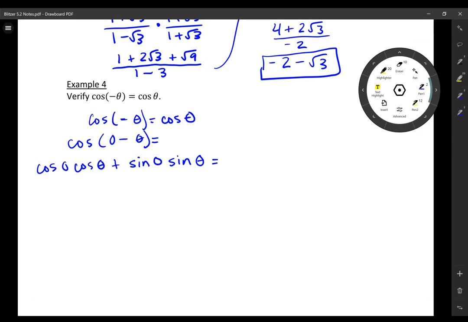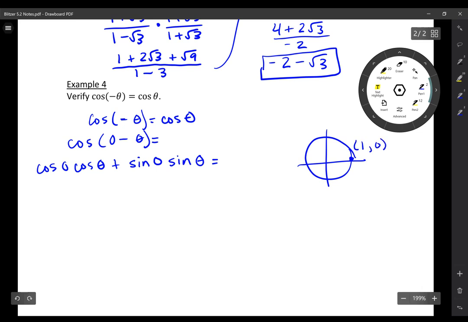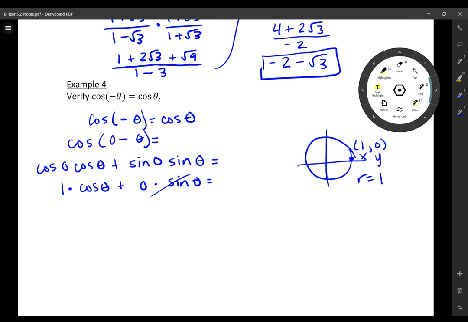So now let's look at 0. So on the unit circle, here's 0. And at 0, I've got that ordered pair 1, 0. And so my x is 1, my y is 0, and my r is 1. So let's think about what's going on here. So my cosine on the unit circle is like x. So that's going to be 1 times cosine theta. And then plus sine of 0 would be my y at 0. Because I'm on the unit circle, it's just y by itself. So that's 0 times sine theta. So 0 times sine theta is just gone. And then 1 times cosine theta is just cosine theta.